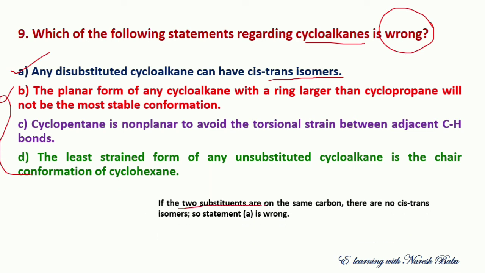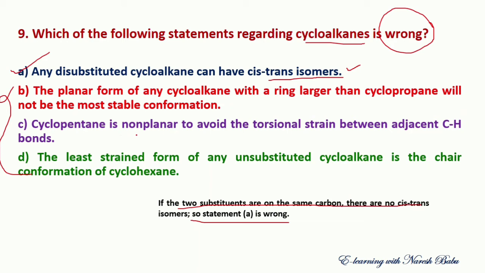If two substituents are on the same carbon atom, there are no cis and trans isomers. So the statement is wrong. We cannot find cis and trans isomers if two substituents are present on the same carbon atom. So the remaining three statements are correct. That is, the planar form of any cycloalkane with a ring larger than cyclopropane will not be the most stable conformation. Yes, it is correct.